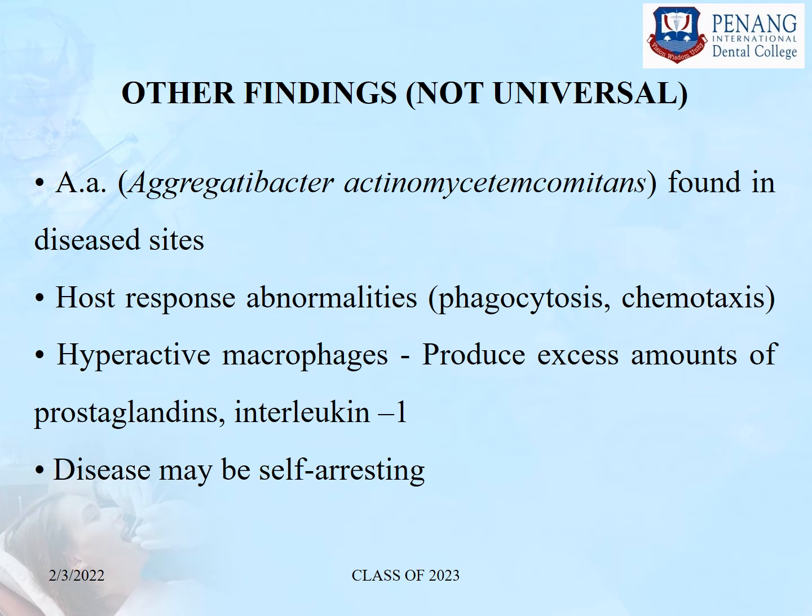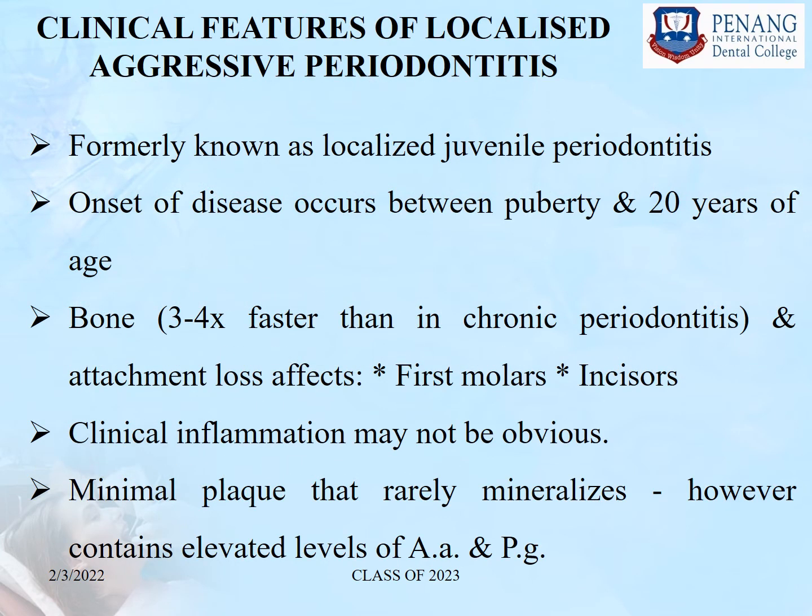Among other findings, A. actinomycetemcomitans is one of the main bacteria found there, and the others have already been discussed. Next, coming on to the clinical features of localized aggressive periodontitis. It was formerly known as localized juvenile periodontitis. Juvenile means that it affects people of a lesser age. Here the bone loss is faster than in chronic periodontitis and mainly affects the first molars and the incisors. Clinical inflammation may not be obvious. There is minimal plaque that rarely mineralizes. However, it contains elevated levels of the main bacteria, that is A. actinomycetemcomitans.